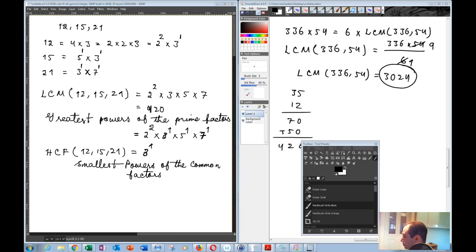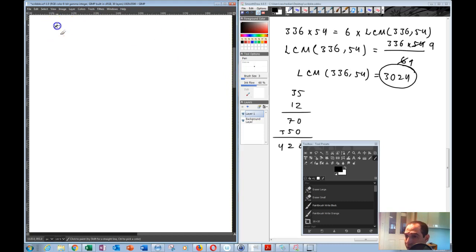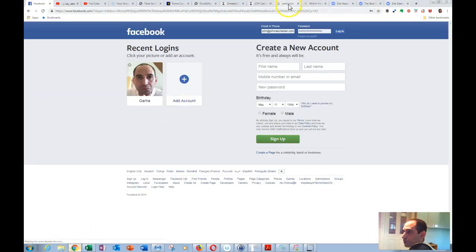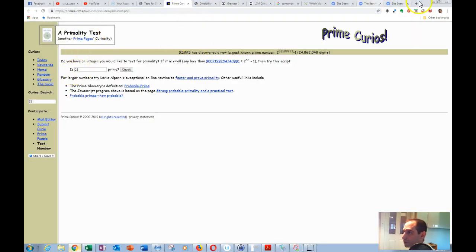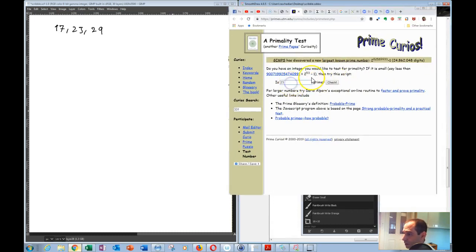So we can do another example here. For example, you have 17, 23, and 29. These three numbers are all prime numbers, so there is no question of prime factorization. 17 is a prime, 23 is a prime, and 29 is also a prime.